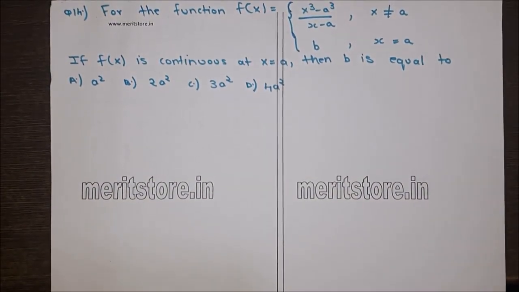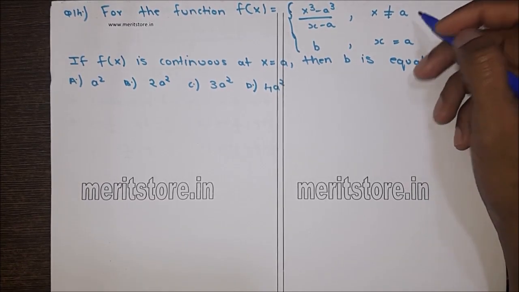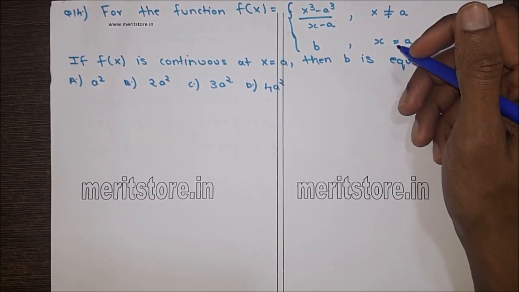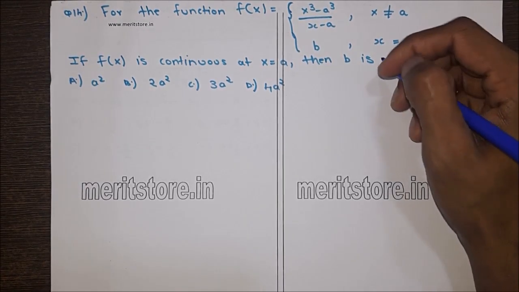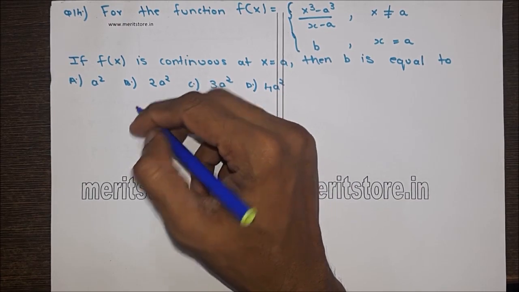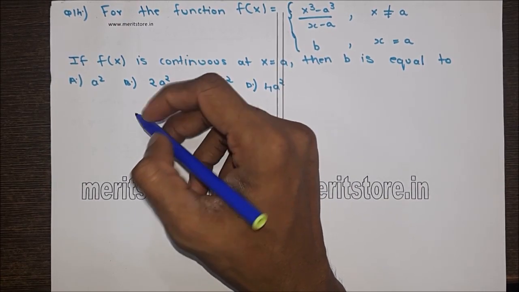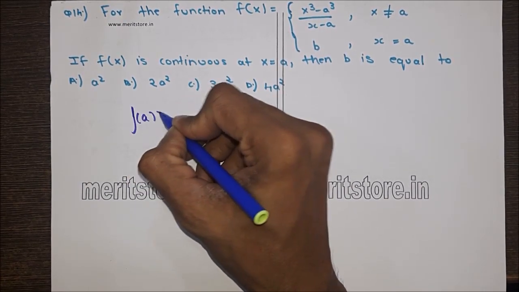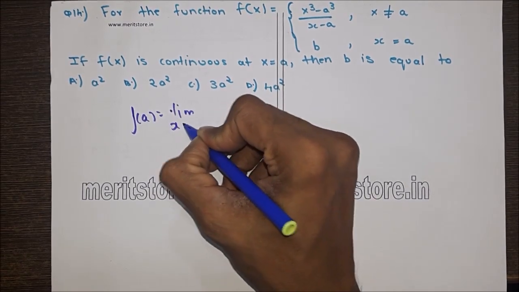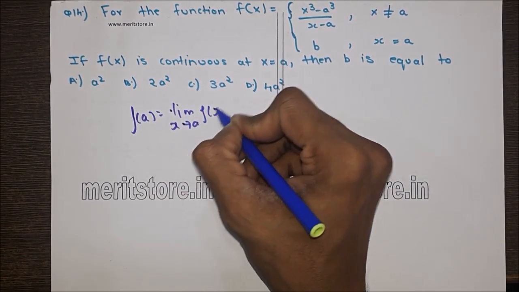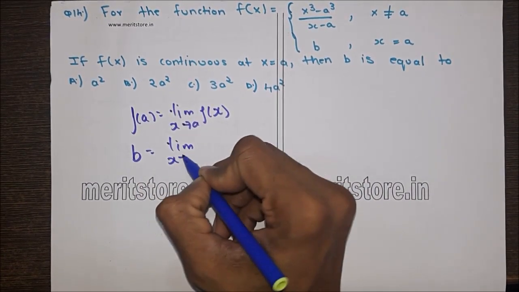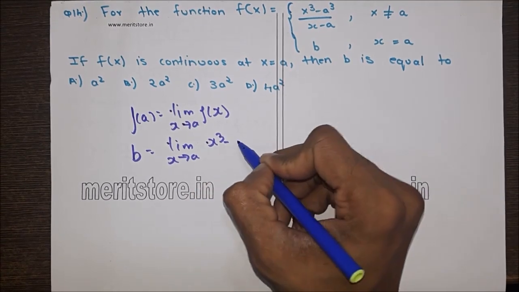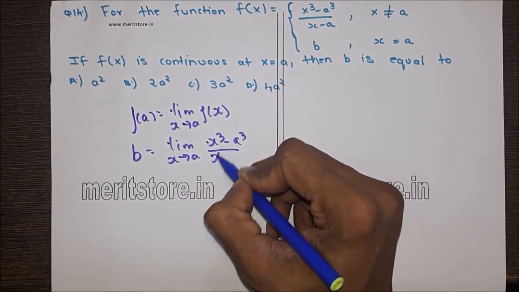Question 14. For the function f of x equals x cubed minus a cubed upon x minus a, where x is not equal to a, and b for x equal to a. If f of x is continuous at x equal to a, then b is equal to, we're given 4 options. So the function is continuous at x equal to a, so we can write f of a equals the limit of f of x as x approaches a, where b equals the limit as x approaches a of x cubed minus a cubed upon x minus a.